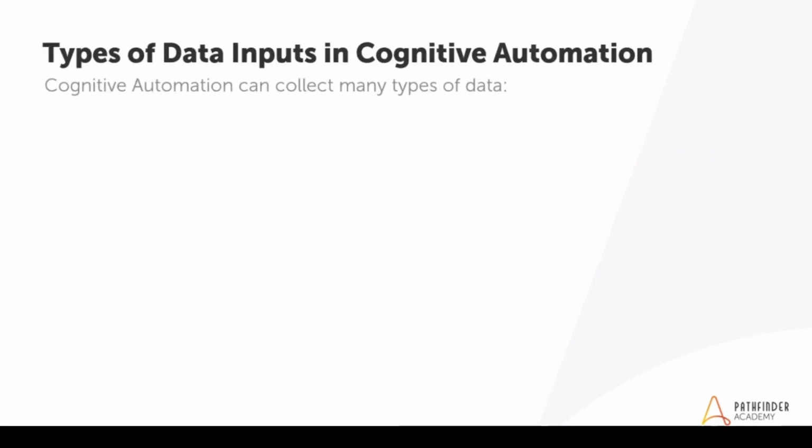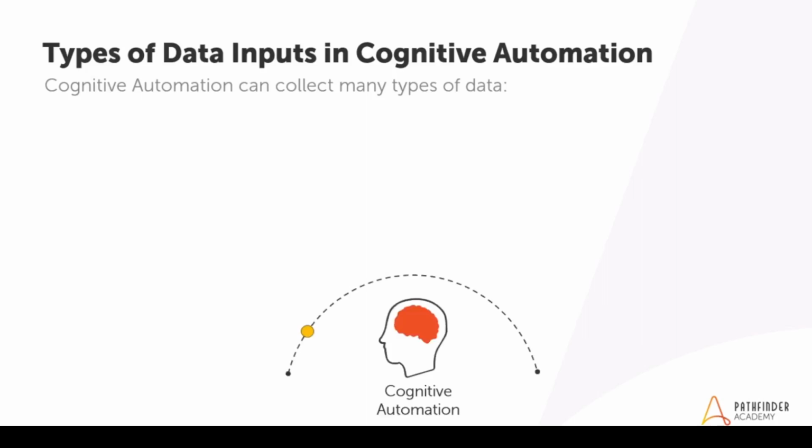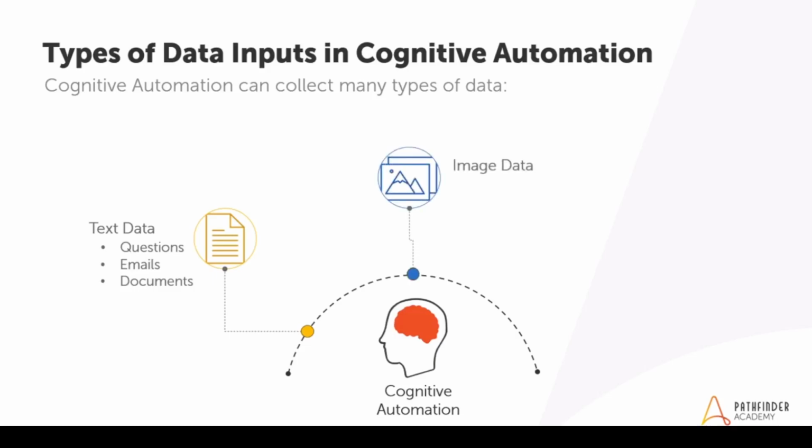The next is cognitive decision making. This is the core of cognitive automation. It involves using generative AI models to make complex decisions based on the processed data. The ideal output is the result of the decision, which can vary from generating text responses to executing specific tasks.